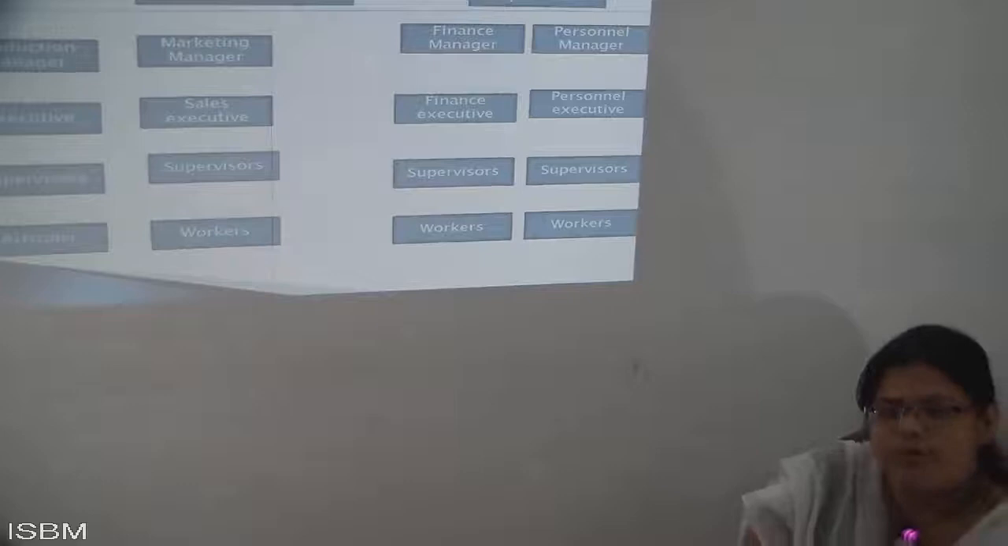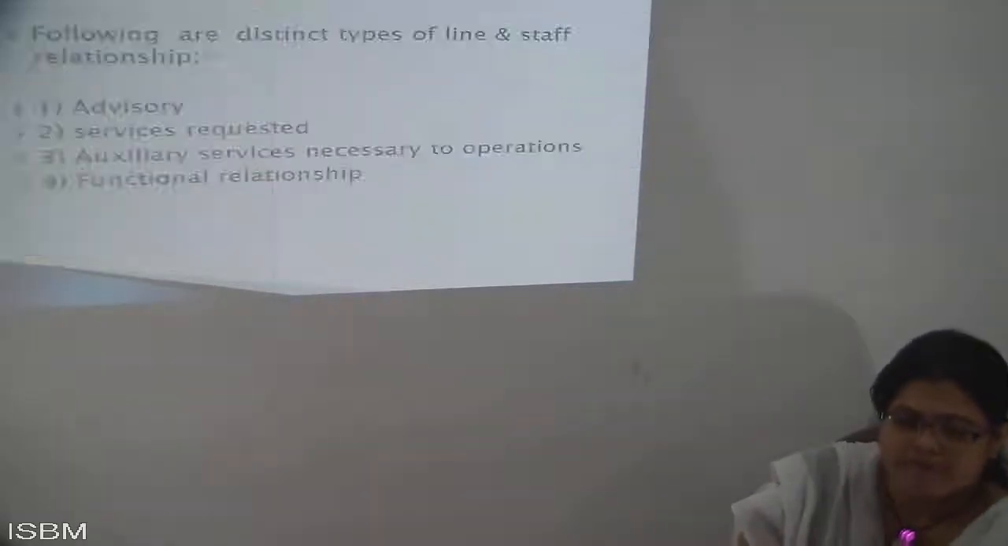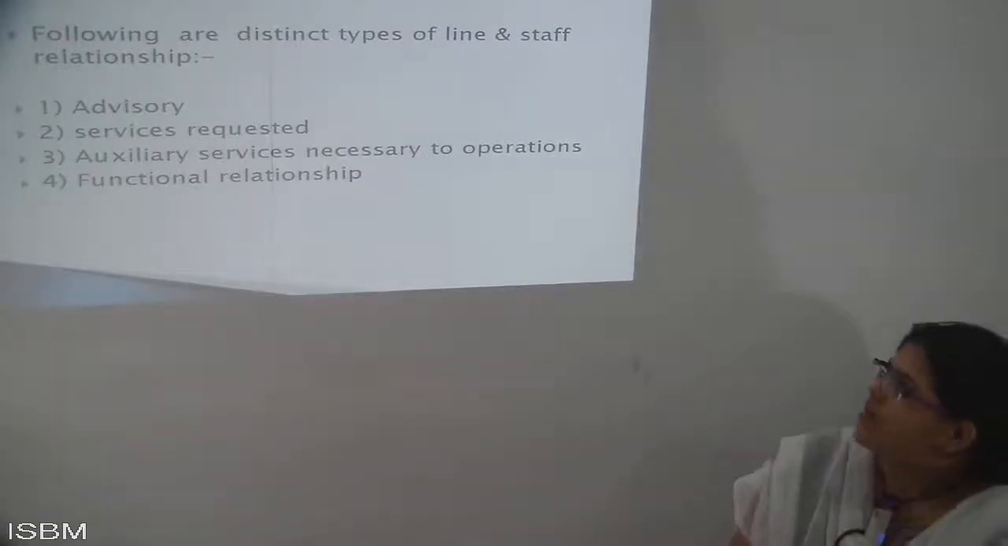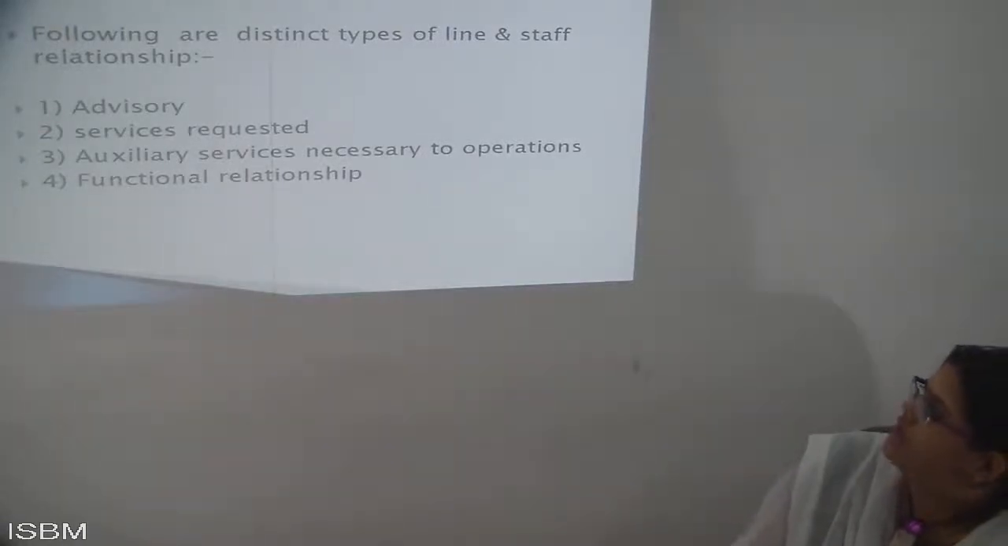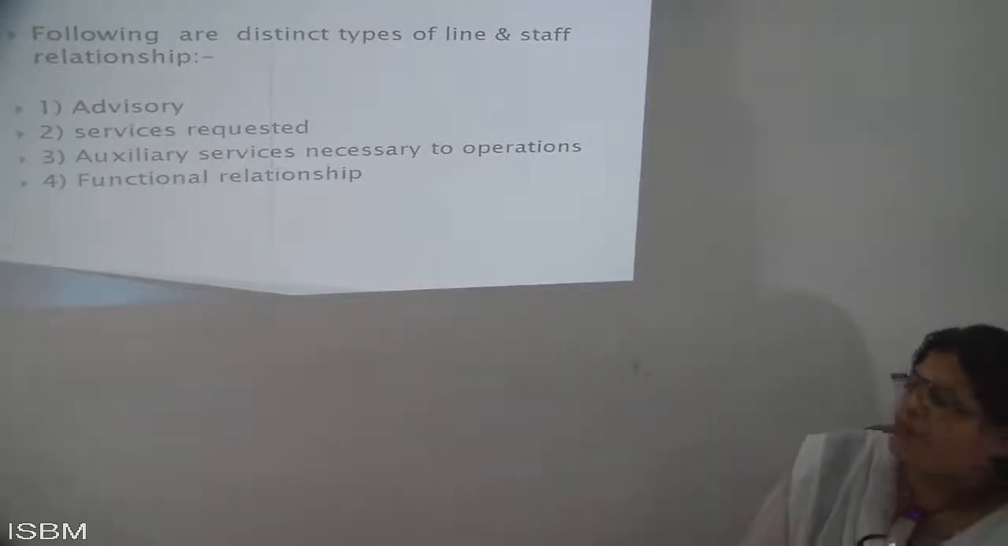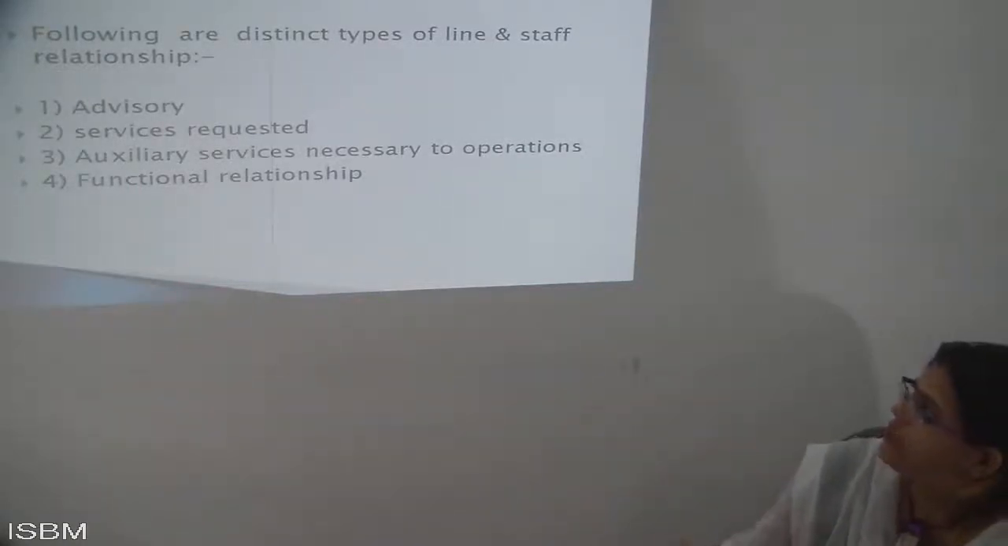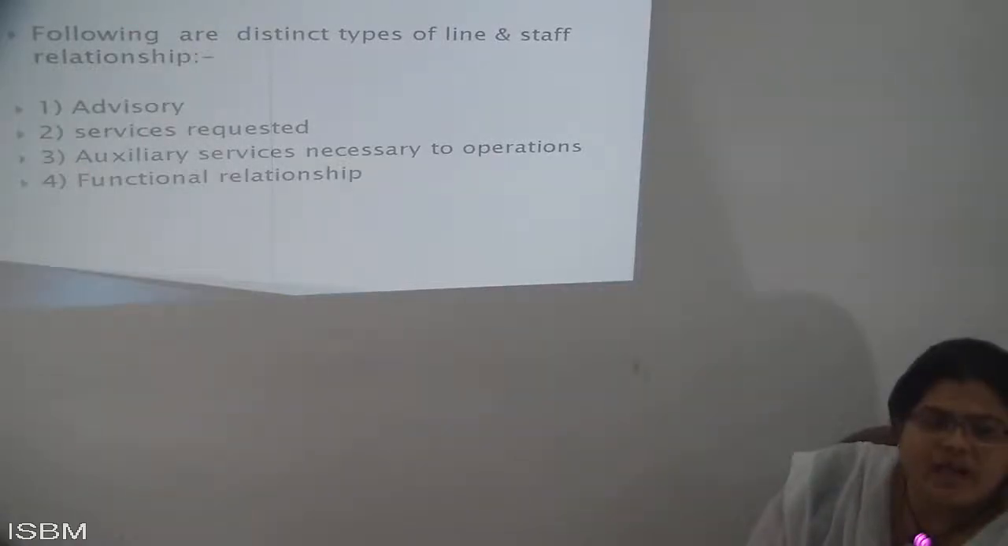This is most important, when you need to plan each and everything. Without planning, you cannot perform. Next is organizational relations, how you develop organizational relations with the help of distinct types of line and staff relationships. In the organization, when you want to develop a good relationship, you use line and staff.